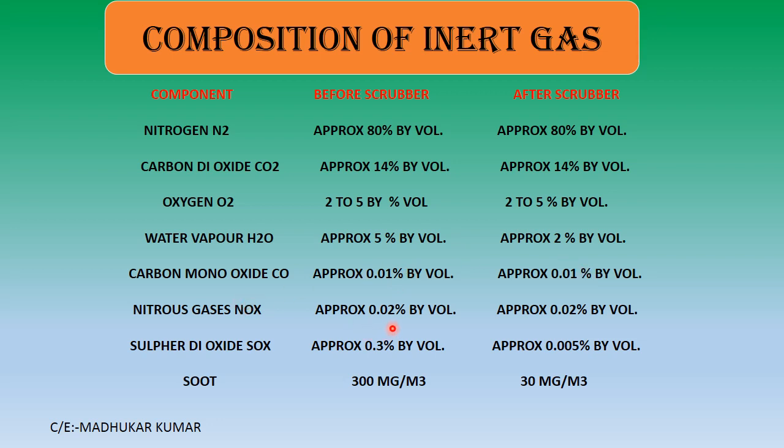Nitrous gases 0.02, the same. Sulfur dioxide, there is a drastic change, you can say. That's why the scrubbers are fitted into the ships for the reduction of sulfur content, or SOx. 0.3% to 0.005%, a huge reduction. Soot, from 300 mg to 30 mg, that is also a huge reduction happening.